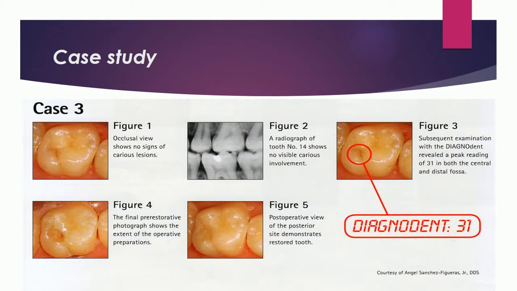Case study. Figure 1: occlusal view shows no signs of carious lesions. Figure 2: a radiograph of tooth No. 14 shows no visible carious involvement. Figure 3: subsequent examination with the Diagnodent revealed a peak reading of 31 in both the central and distal fossa. Figure 4: the final pre-restorative photograph shows the extent of the operative preparations. Figure 5: post-operative view of the posterior site demonstrates restored tooth.